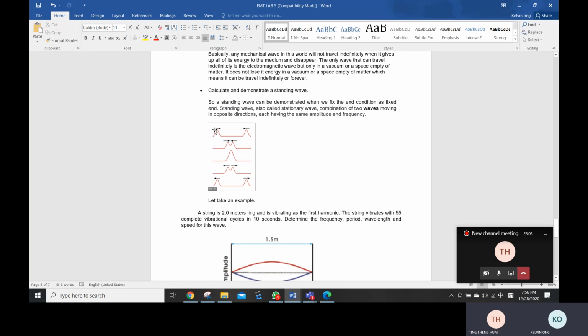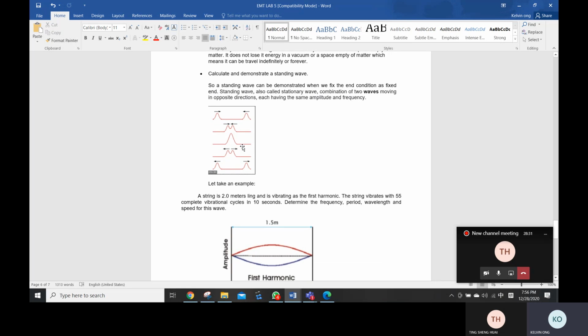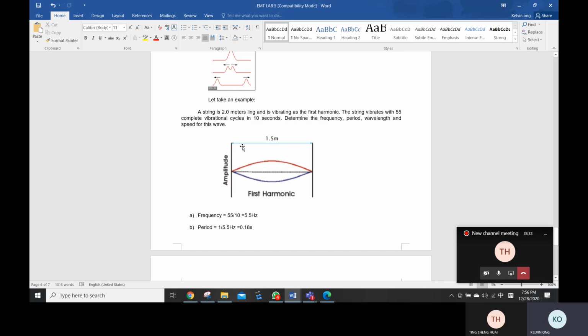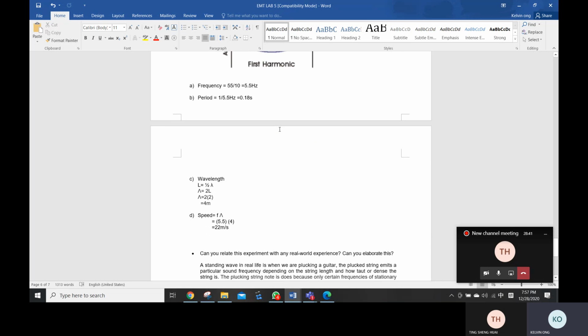For these questions, calculate and demonstrate a standing wave. Basically, a standing wave is a combination of two waves moving in opposite directions, each having the same amplitude and frequency. As we can see, they are moving in opposite directions, but they have the same amplitude and the same frequency. Then they combine together, and that is a standing wave. For the calculation part, we did an example, a simple example.